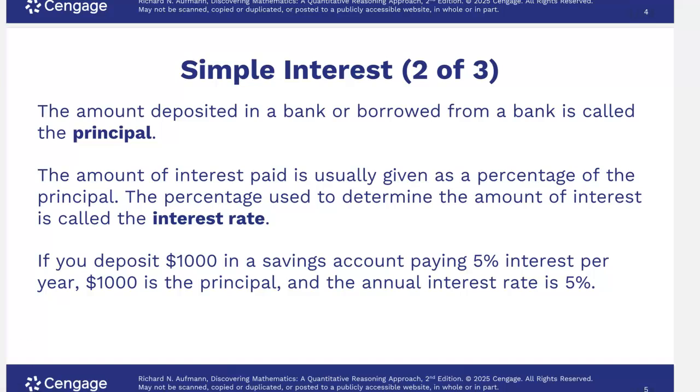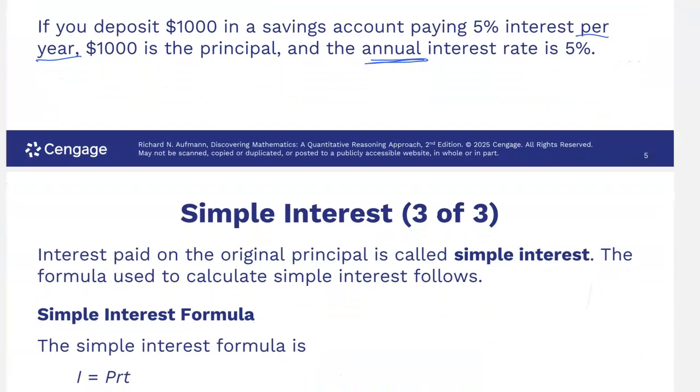We have to look at how things are phrased to know how interest is earned. So if we deposit $1,000 in a savings account that's paying 5% interest per year, then the 1,000 is the principal amount. That's how much was invested initially. And then the annual interest rate is 5%. That's a yearly rate because it says per year. So we're looking for those keywords to let us know what's going on.